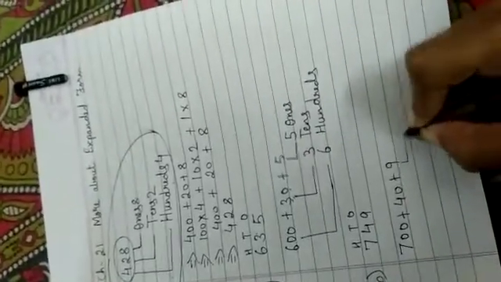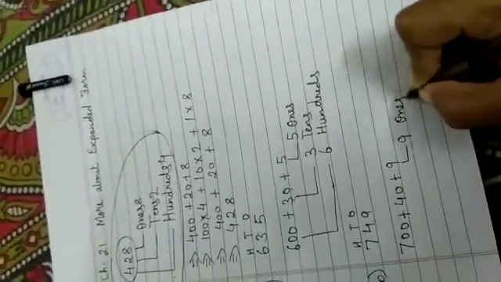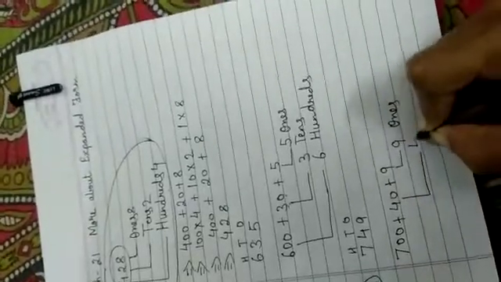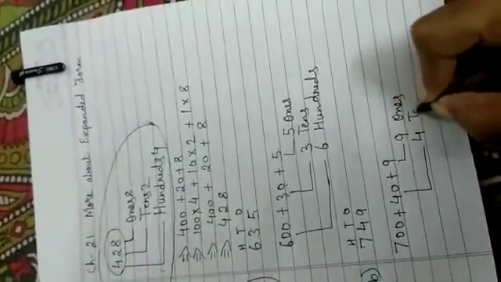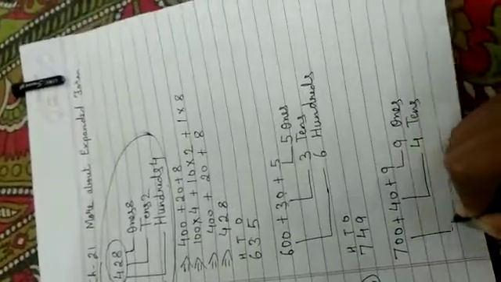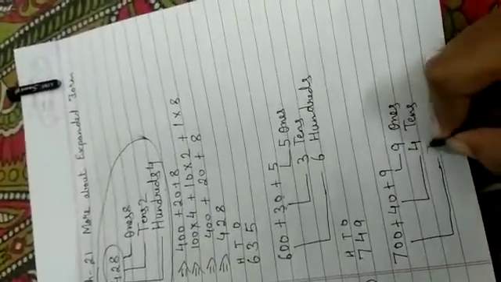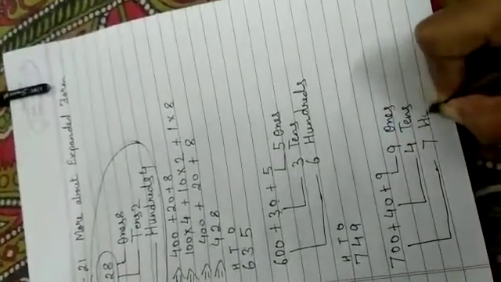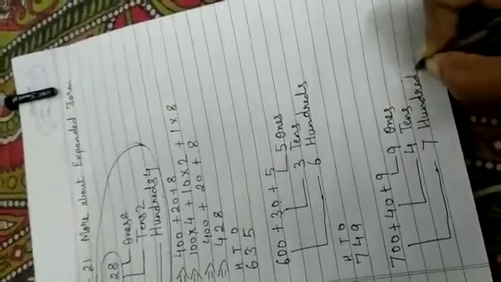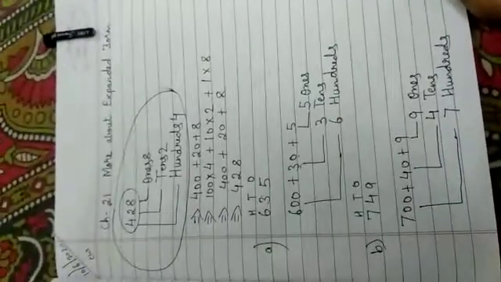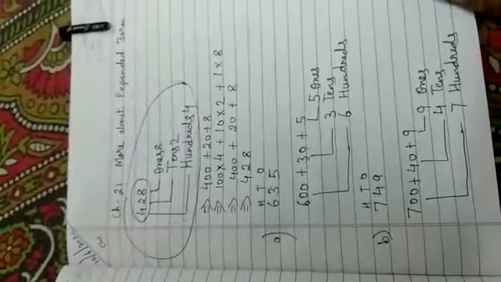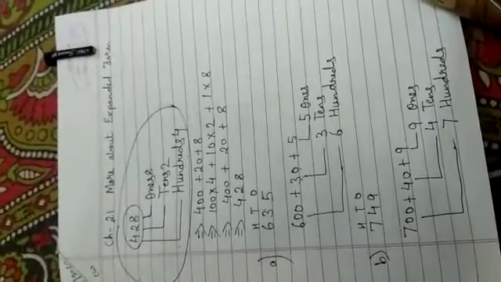So, 9 is at ones place. 4 is at tens place. And 7 is at hundreds place. Is it clear? So, in the similar way, do all the exercises given in page number 62, A to J. Okay? From number A till J. Try to do this.